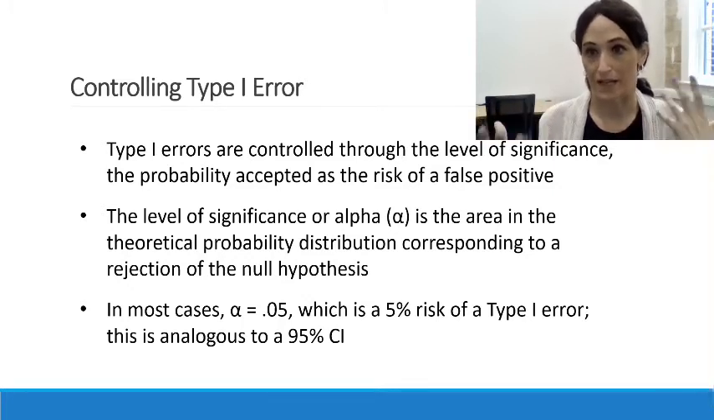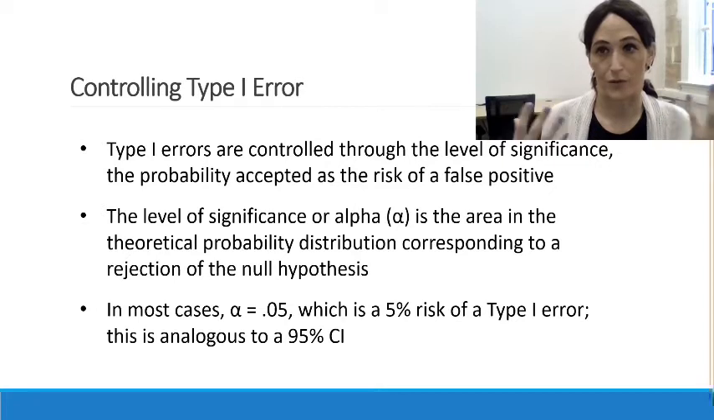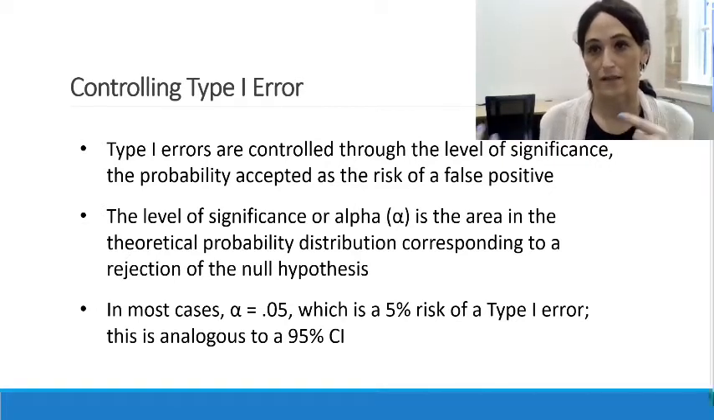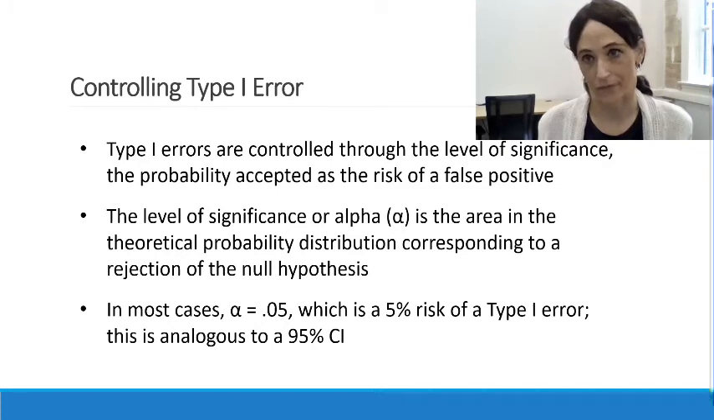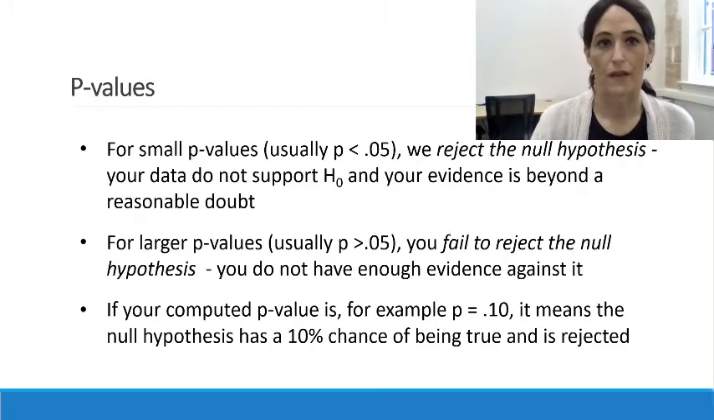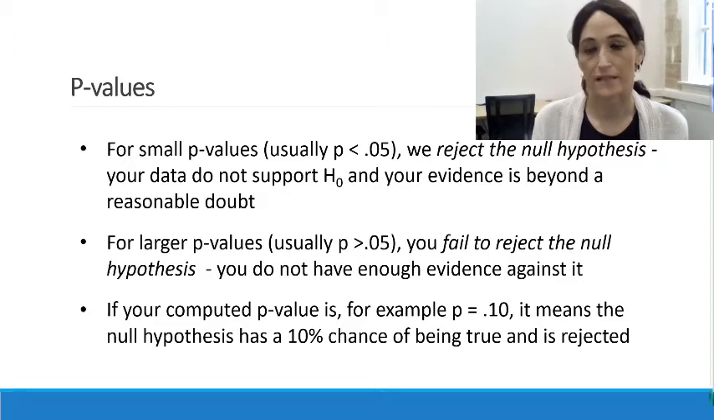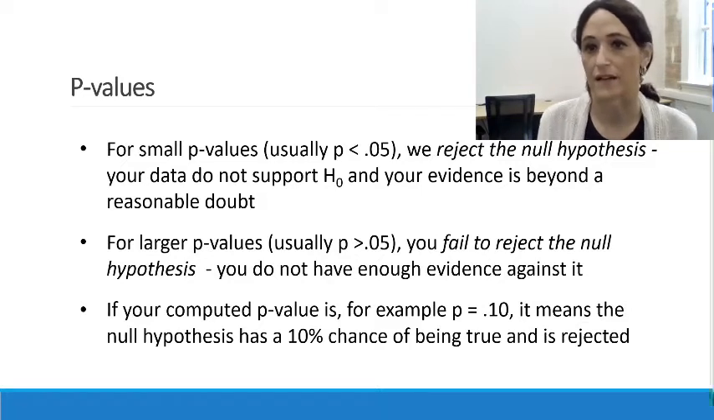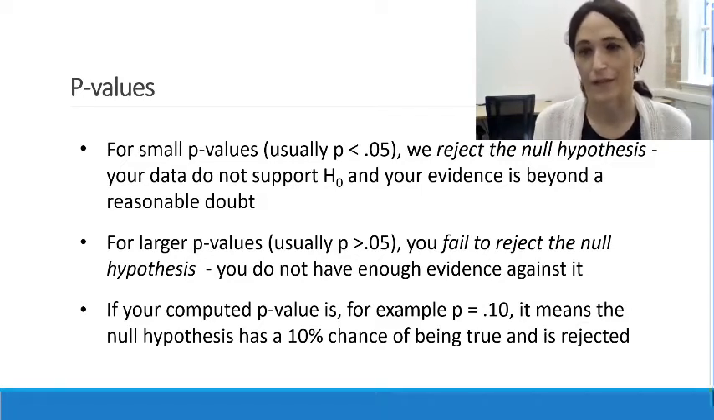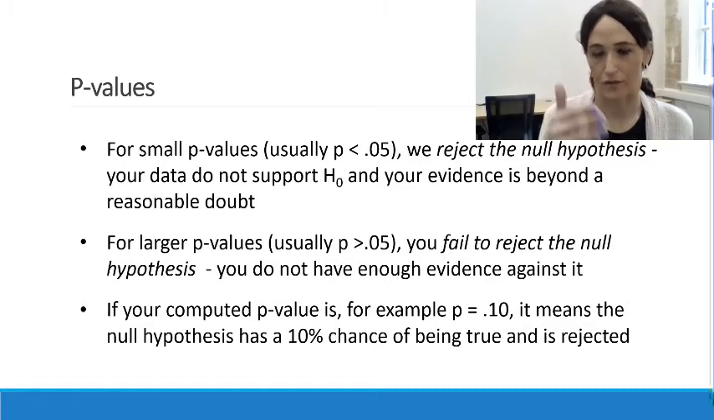Likewise, when we're making an inference about, let's say, a difference between two group means, we set an alpha of 0.05, p less than 0.05. We're saying that we're willing to accept a 5% chance of being wrong. Okay? P-values less than 0.05, we say that we reject the null hypothesis, our data don't support the null hypothesis, and our evidence is beyond a reasonable doubt. Okay? So that's our threshold for saying something is statistically significant.